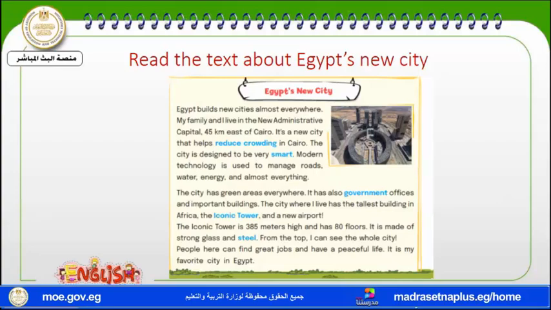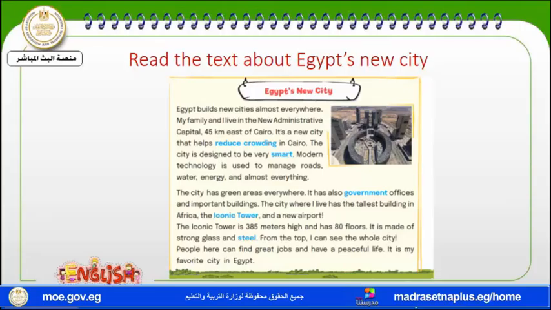My family and I live in the new administrative capital. It's 45 kilometers east of Cairo. It's a new city that helps reduce crowding in Cairo. The city is designed to be very smart. Modern technology is used to manage roads, water, energy, and almost everything. The city has green areas everywhere. It also has government offices and important buildings. The city where I live has the tallest building in Africa.